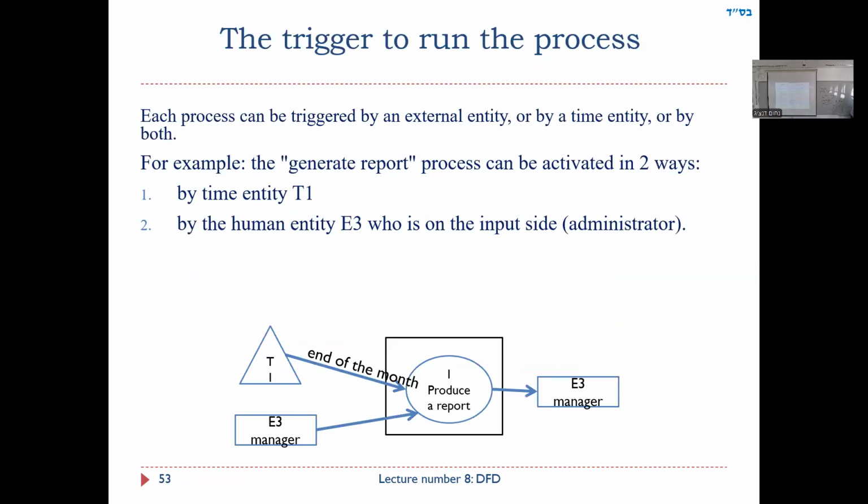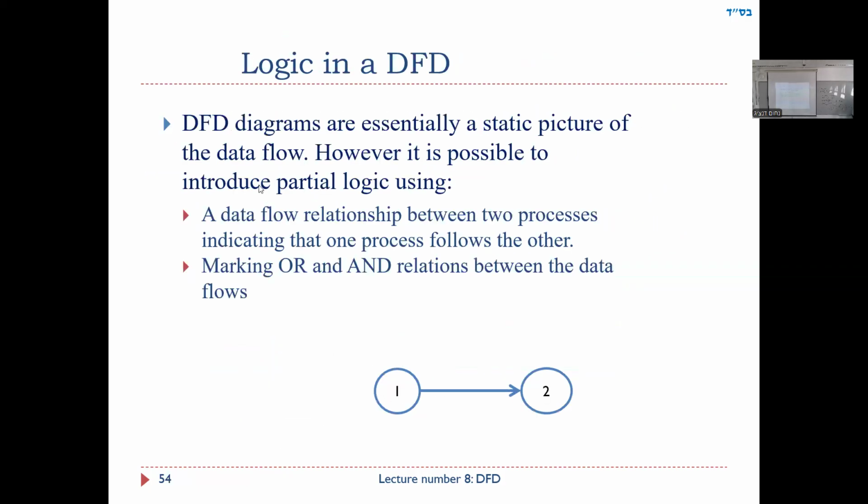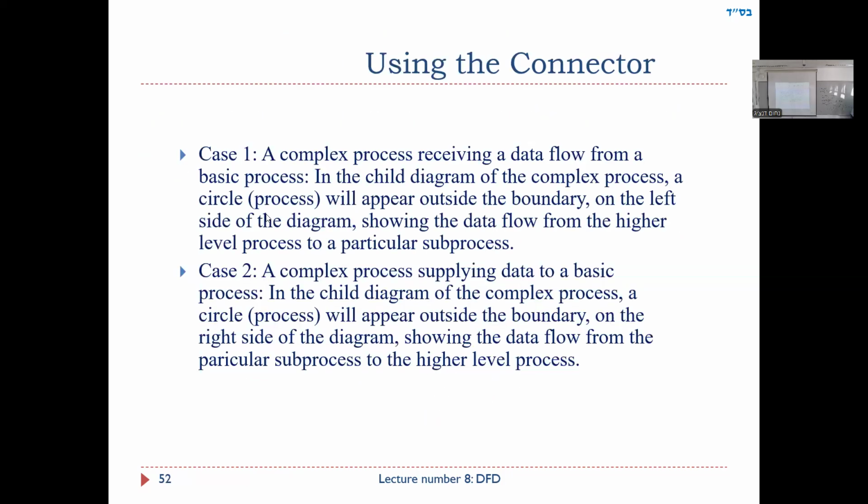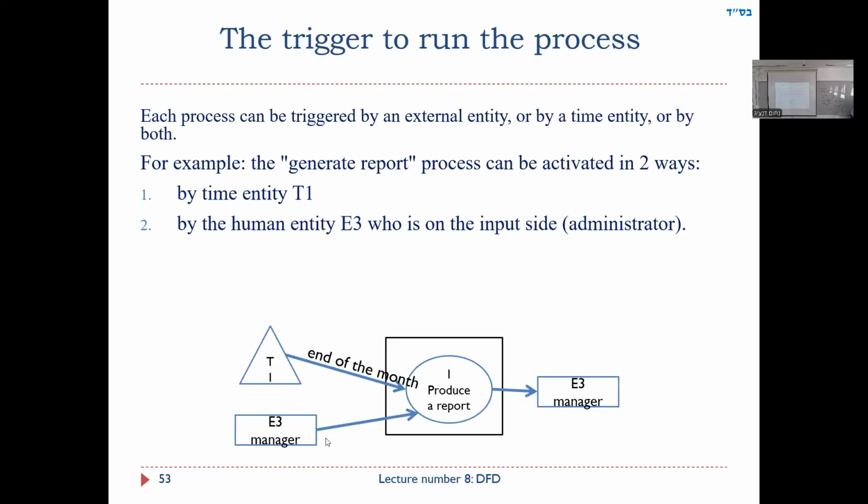Each process can be triggered by an external entity, so the trigger is to run a process. So end of the month, and here this is a trigger and this is a trigger. Each process can be triggered by an external entity or by a time entity or by both. For example, the generate report process can be activated 2 ways, as you see here. That's like a trigger, and it's interesting. This is not necessarily a data flow, because he's just a trigger. We're calling that a trigger. He's just saying do the process, he's not giving you any data. He has all his data from databases.